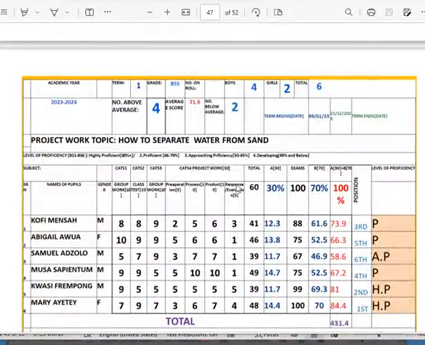At the end of the term, you are going to give information to the parents and the general community about the number of pupils who scored above average, the average score and below average, those who are proficient, highly proficient, approaching proficient, to the community during the general assembly meetings. That is very, very significant over here.